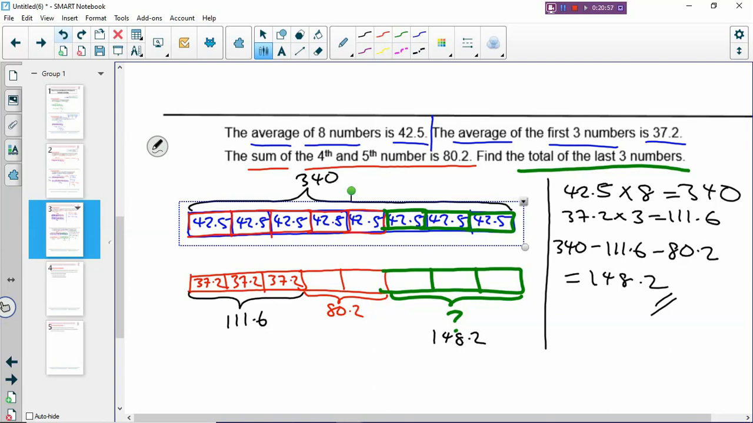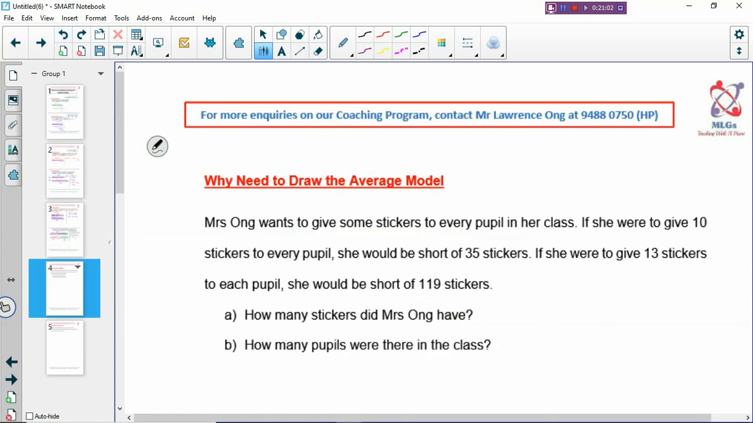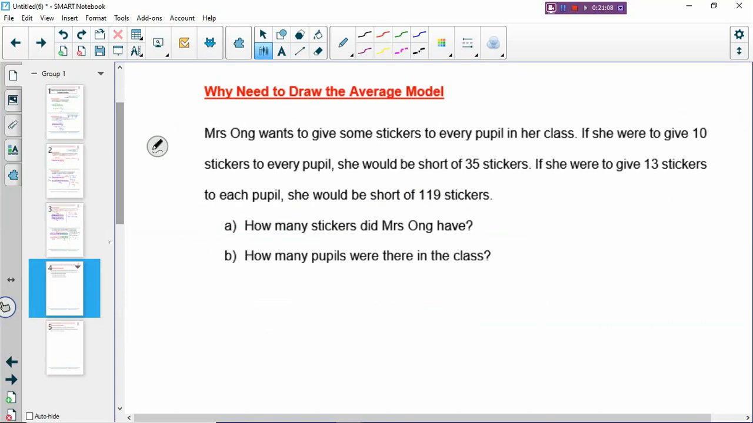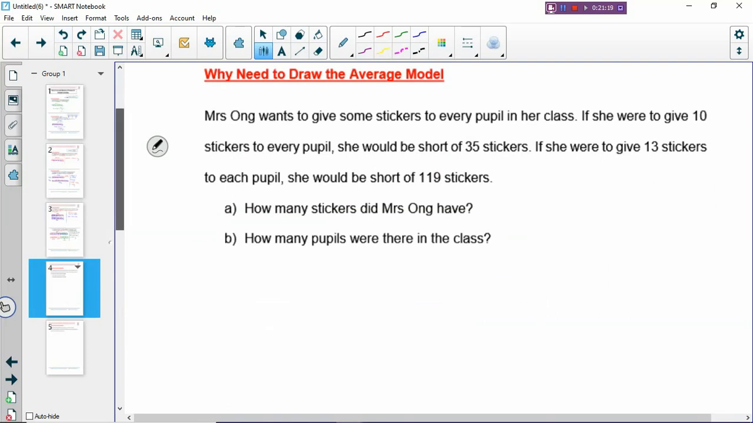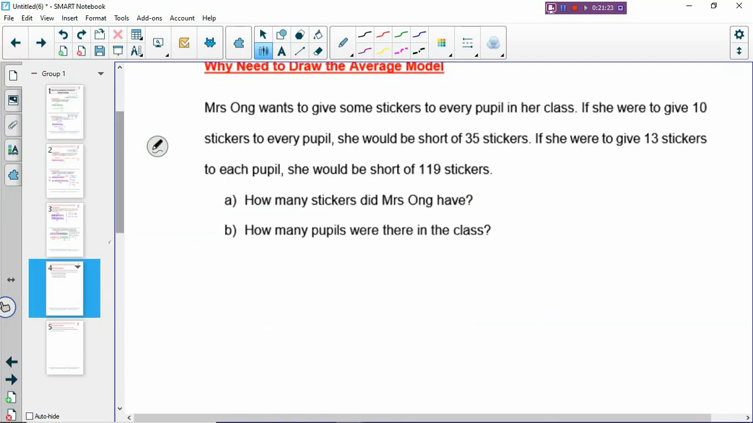Okay, let's look at one more example. Now we come to something challenging, and that's why you need to draw the average model, because when you come across this problem, it gets very hard already. One of the methods that some students would like to use will be systematic listing, which is what they learn in primary school. But you have a big problem. Systematic listing is more for primary 4. Mr. Ong recommends primary 4 students to use systematic listing.